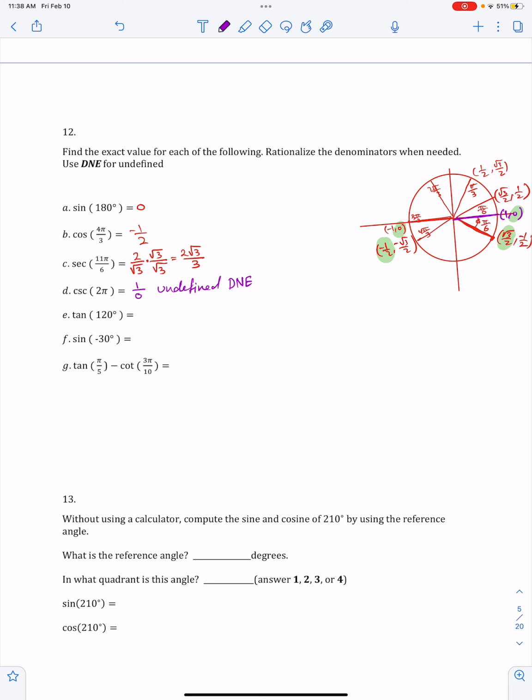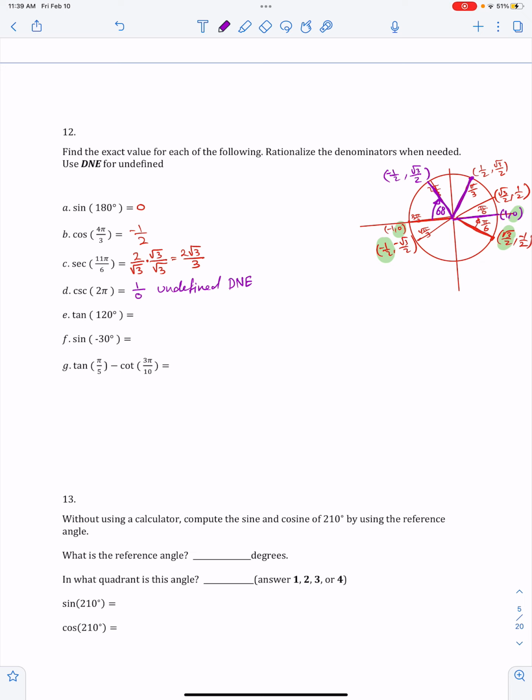Tangent 120. We know 120 is going to be in the second quadrant, right here. 120 in the second quadrant, I think it's right here. The reference angle is 60 degrees, so that means it is equivalent to pi over 3, but it is in the second quadrant, which means x is negative and y is positive. So it's equivalent to 60 degrees, which is this line right here. That is pi over 3. And in the second quadrant, sine is positive, cosine is negative.